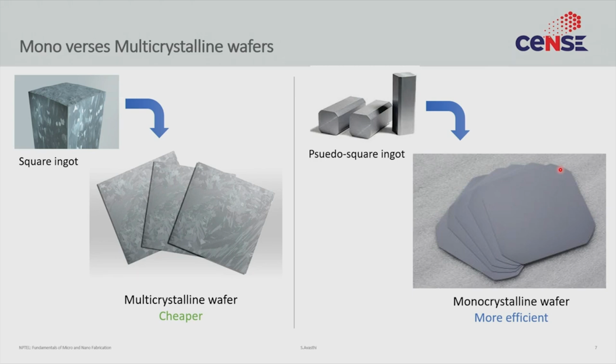Monocrystalline wafers are more efficient because they don't have grain boundaries. Multicrystalline wafers are cheaper because they are faster and easier to make. Multicrystalline are faster and easier to make. Monocrystalline are more efficient and expensive. Okay.